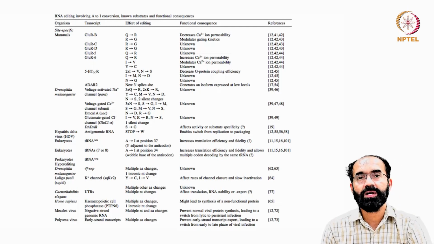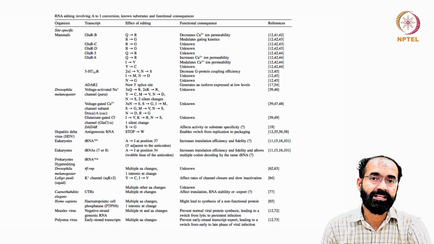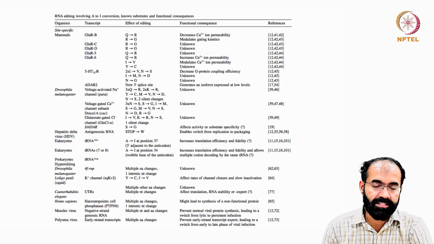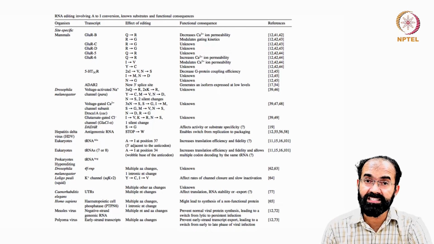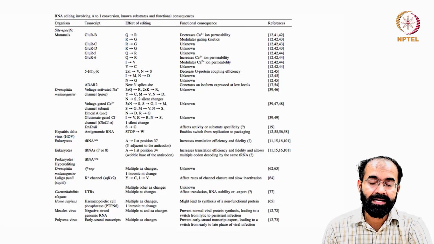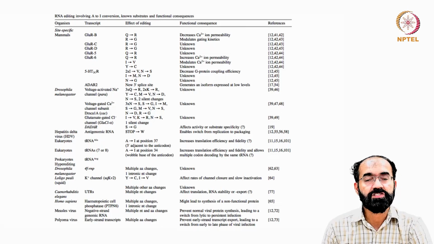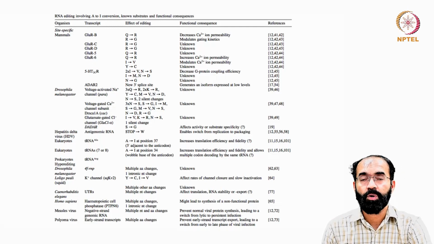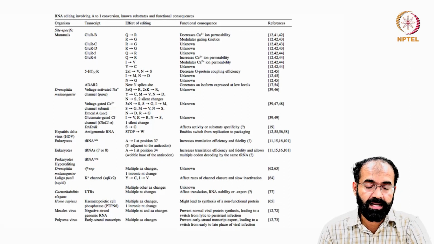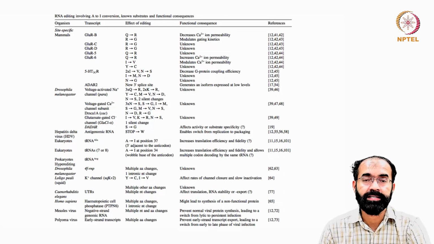Showing this list is for you to have an idea of how many genes in how many organisms are involved. Even Caenorhabditis elegans, measles virus, polyomavirus, etc. also make use of this RNA editing. So RNA editing is not a chance event. RNA editing is a planned, purposeful event, because of which various viruses and various other eukaryotic genes are able to make a proper living and function properly in the host. So this is what you should understand in detail about RNA editing.